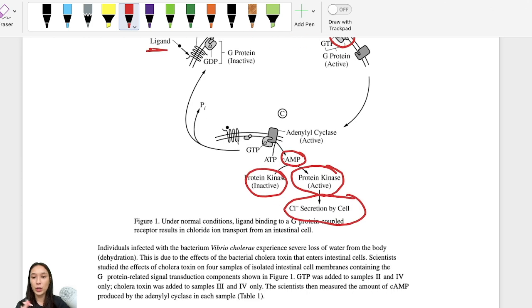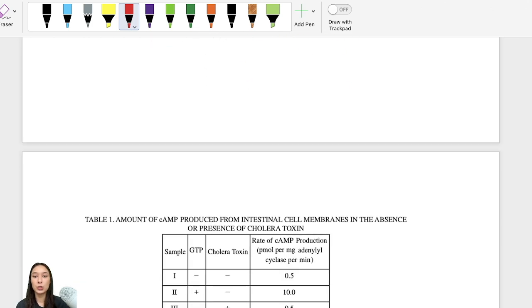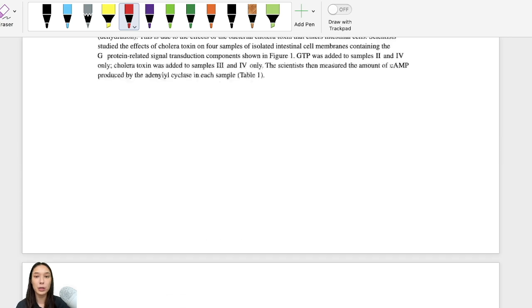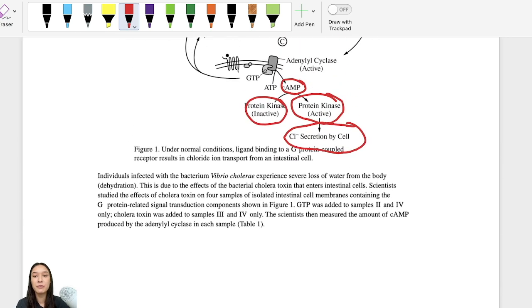So this next part of the question is giving you a little bit of context to the experiment and the table that we're going to look at. This one says, individuals infected with the bacterium Vibrio cholerae experience severe loss of water from the body, also known as dehydration. This is due to the effects of the bacterial cholera toxin that enters intestinal cells. Scientists studied the effects of cholera toxin on boar samples of isolated intestinal cell membranes containing the G protein related signal transduction components seen in figure 1.